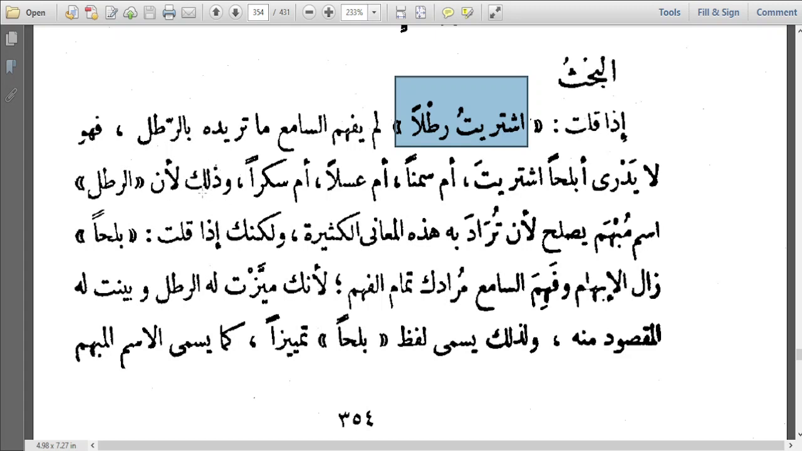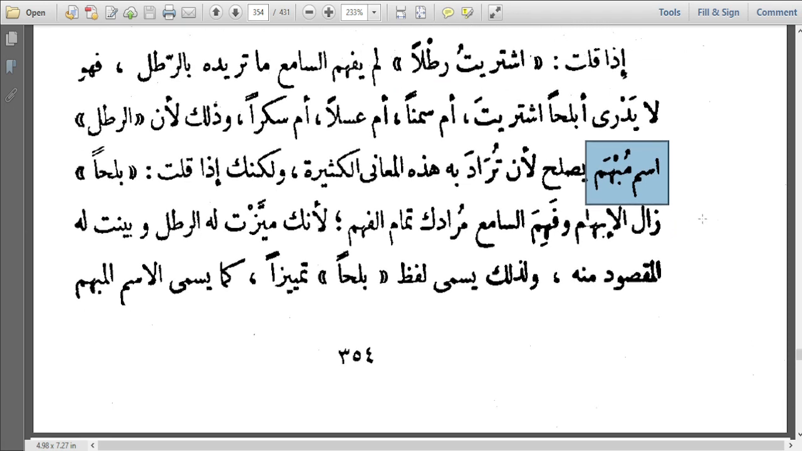Okay. It says وذلك لأن الرطل, because the ritl is ismun mubham, that is what we've been saying all this while, a vague noun. يصلح لأن تراد به هذه المعاني الكثيرة. It is right to be used for all these meanings. So the moment you say a pound, I can say a pound of fish, a pound of meat, a pound of sugar, a pound of oil, a pound of honey, a pound of everything goes in. You need to tell me a pound of what.